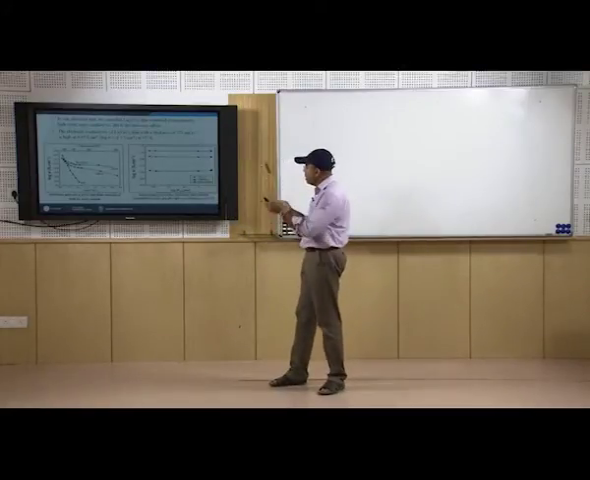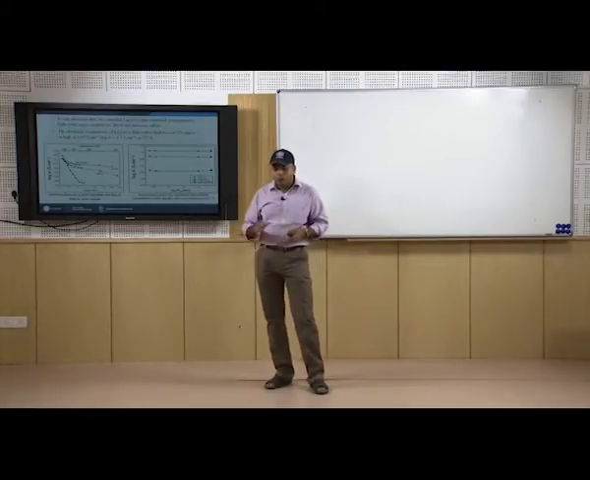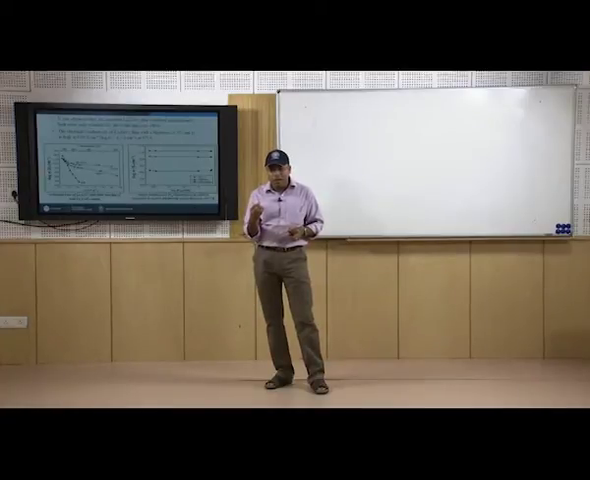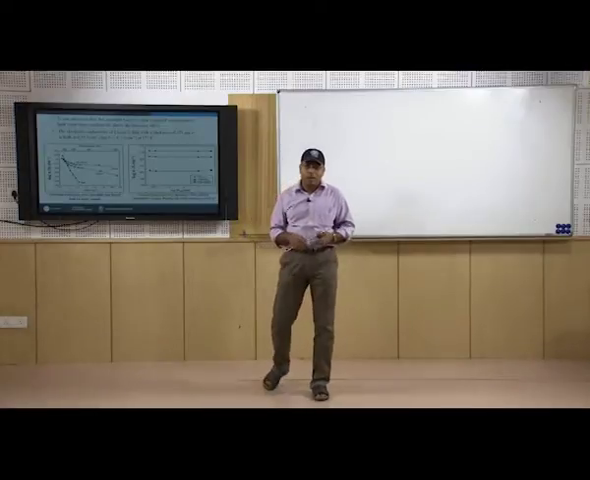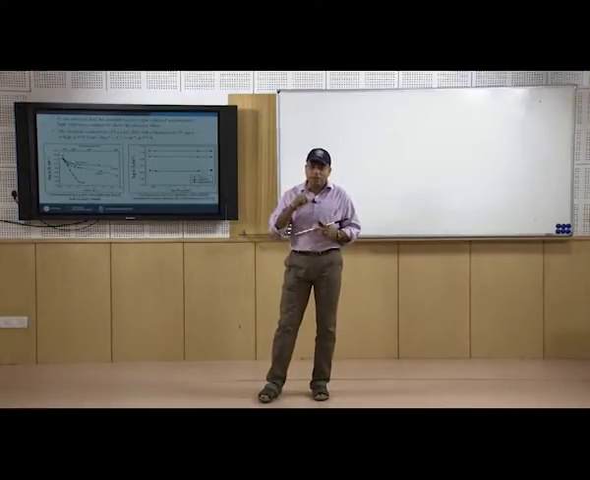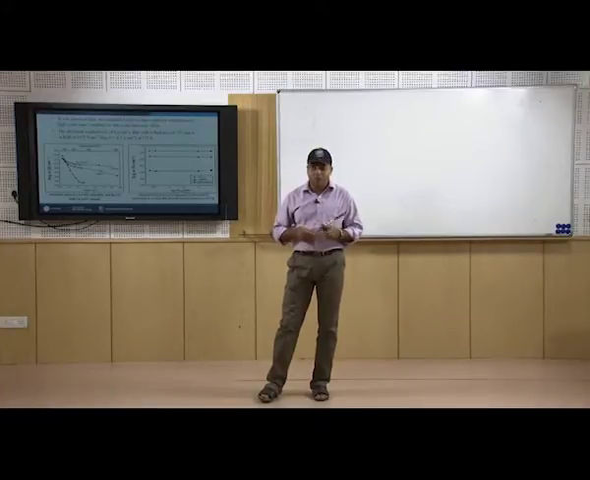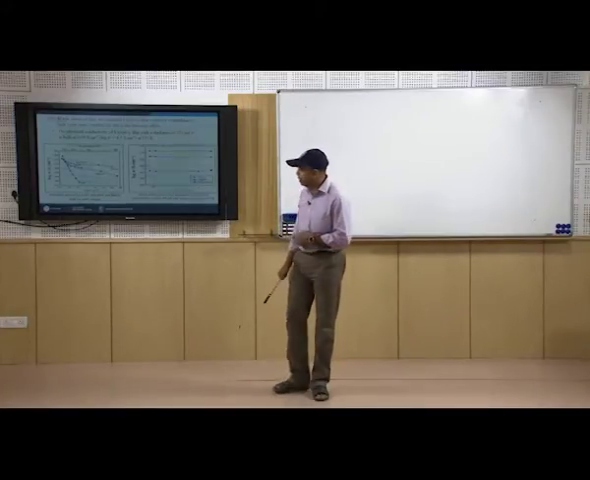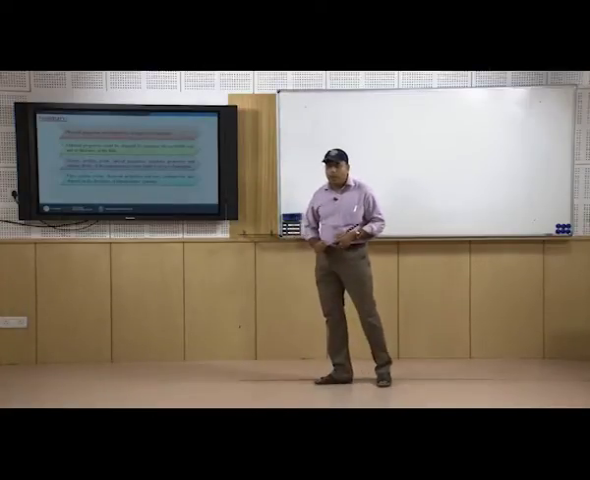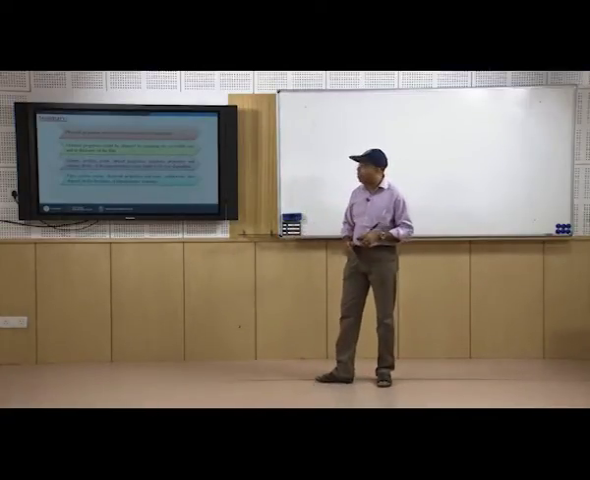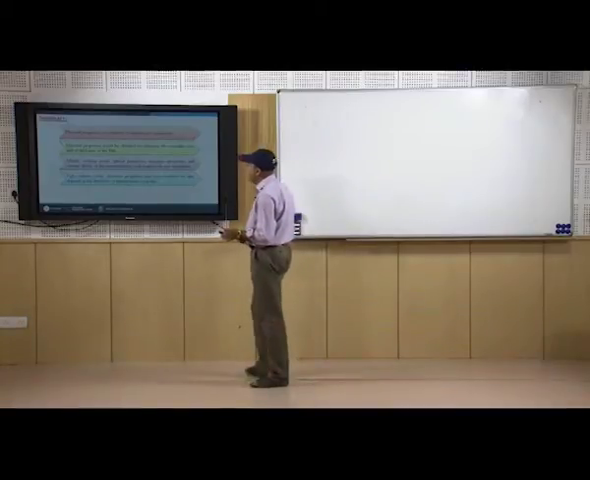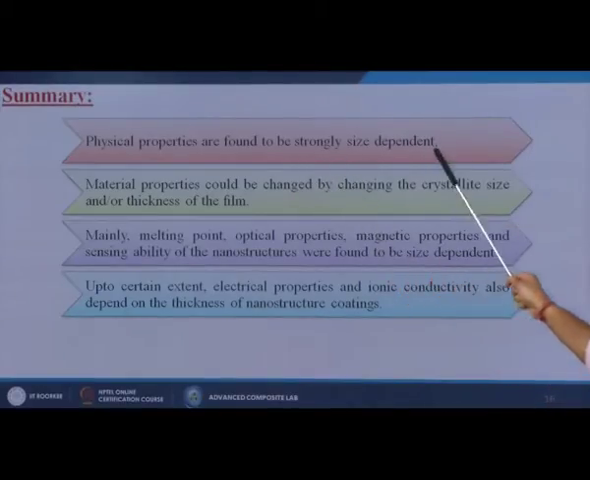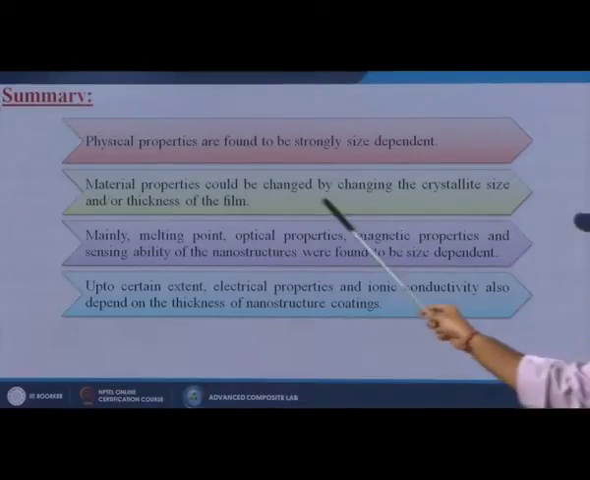So these are all the techniques by which we can change the material properties from micro to nano, so that we can get better properties in terms of optical, magnetic, electrical conductivity, or any other physical and thermal properties. Now we have come to the summary of this lecture: physical properties are found to be strongly size dependent. Material properties can be changed by changing the crystallite size and the thickness of the film.